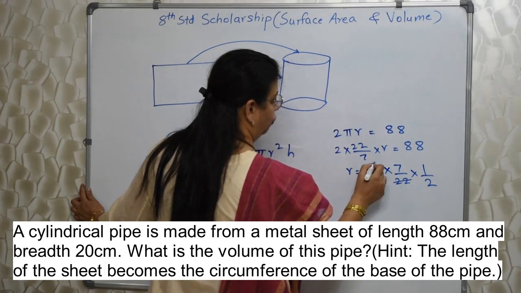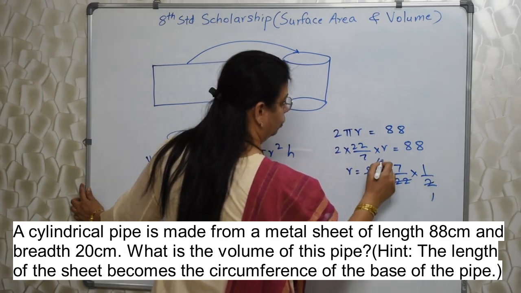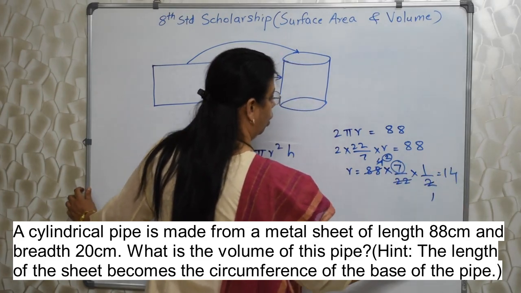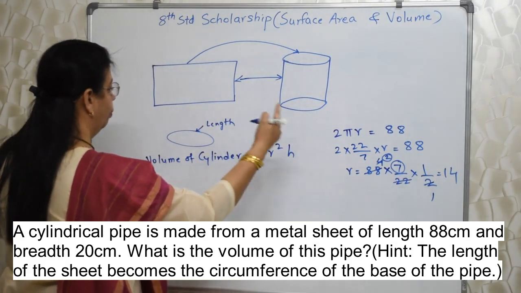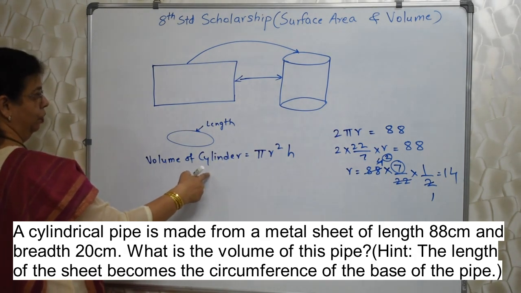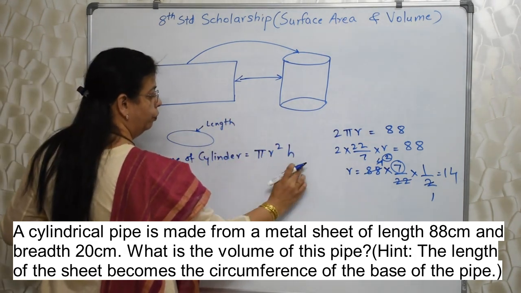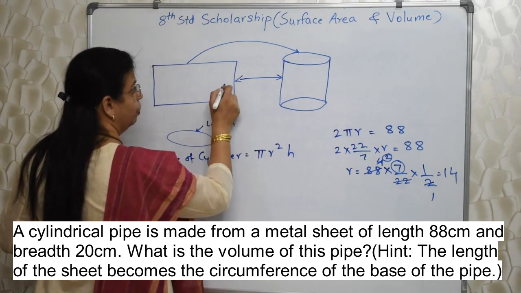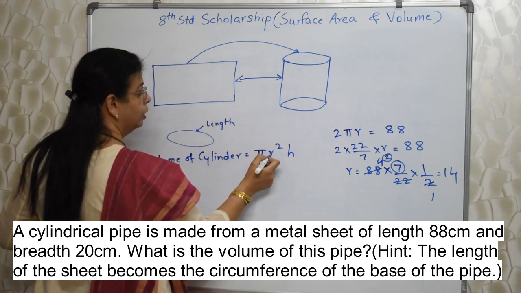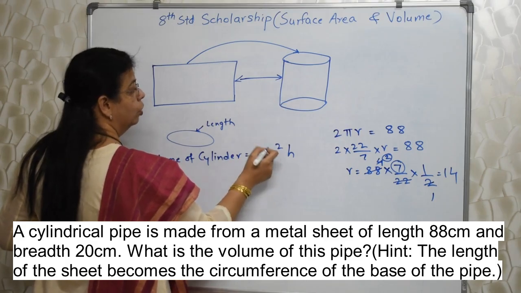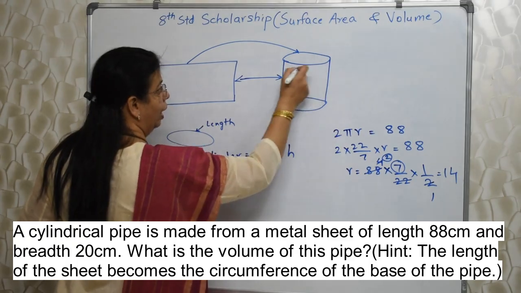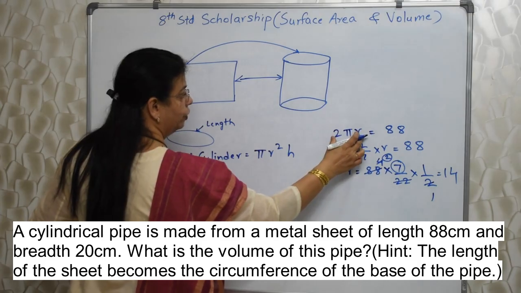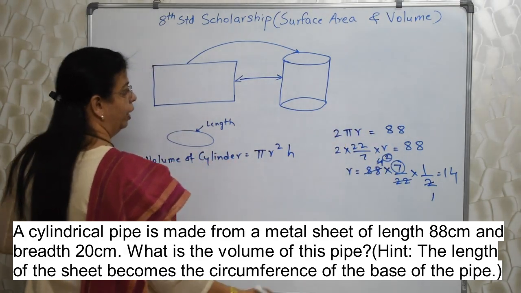So 22 4s are 88, 2 1s are 2, 2 2s are 4. Now 2 and 7, that is 14. So r is equal to 14, that we are going to make use of here. First we have to do this because we have to use this formula. We have height in the form of breadth, because breadth is going to be the height. But what about this r, which we don't know? So we need to find out with the help of length, which is equal to circumference. So we are equating this formula of circumference with 88 to find out r.